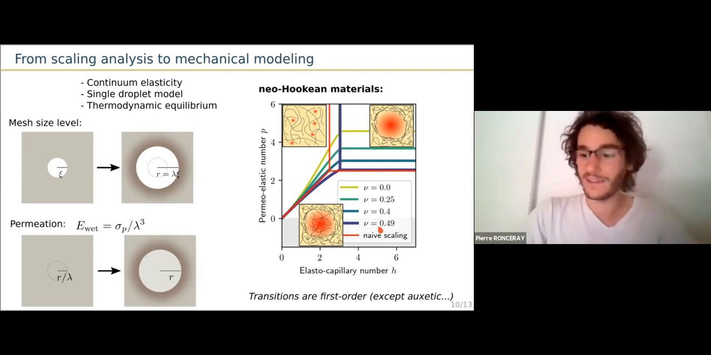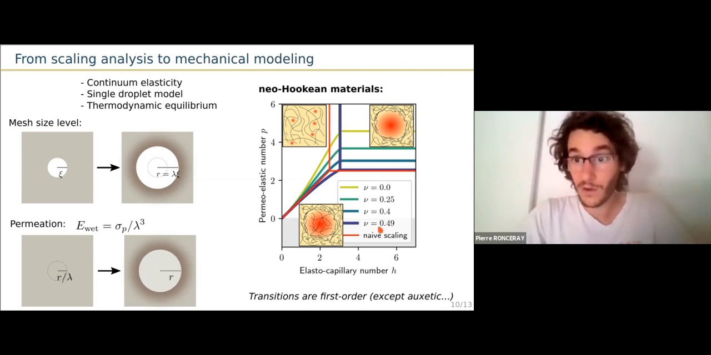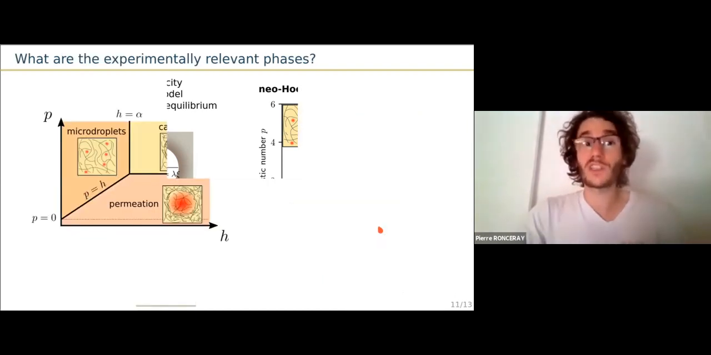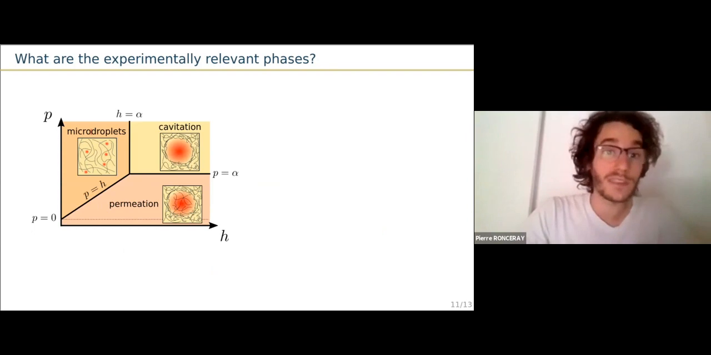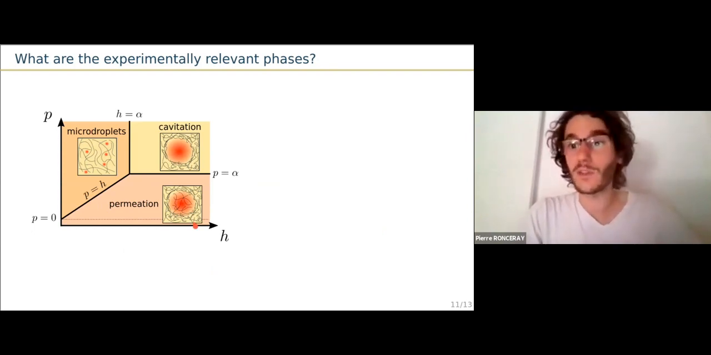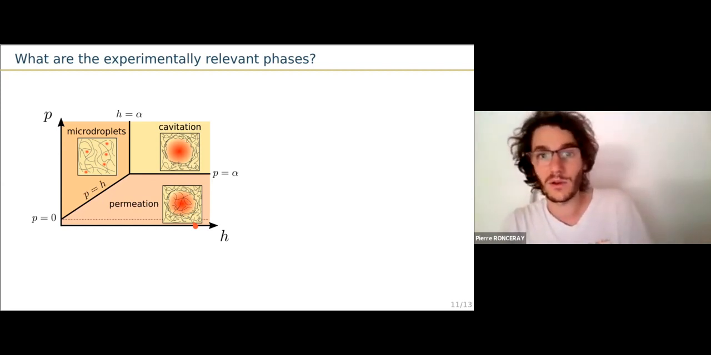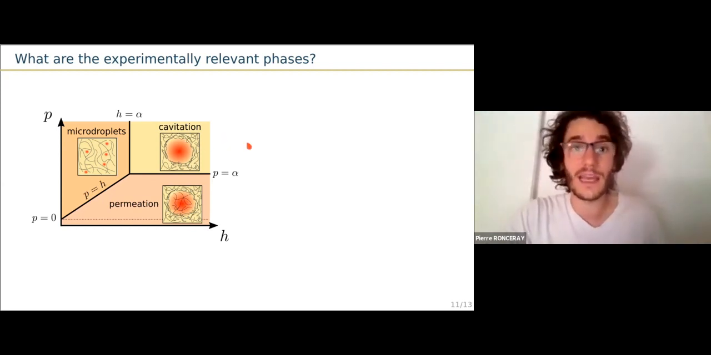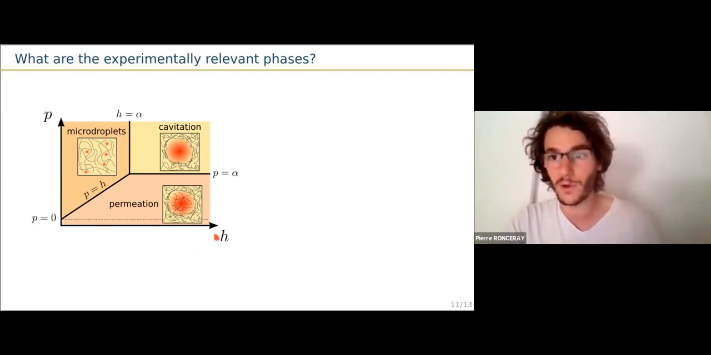Now that's it for the more quantitative part. But what I'd like to move on to now is the question of which of these phases are experimentally relevant. In particular, these two phases, microdroplets and permeation, have not really been experimentally characterized yet. Are they there, or is it normal that we haven't seen them yet? To assess the experimental relevance of these phases, I'm going to try to assess the value of these dimensionless numbers using data that I dug up from the literature.